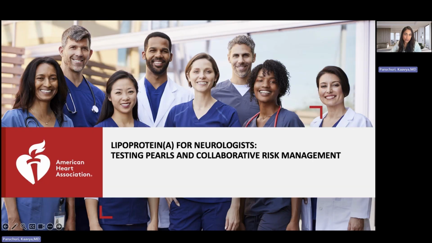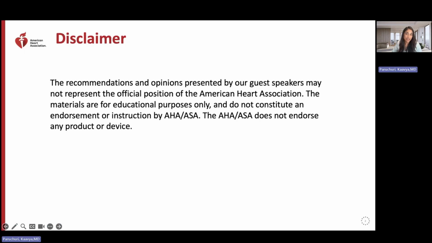This session will focus on the role of lipoprotein a, or Lp(a), in stroke risk, talk about practical testing strategies and collaborative approaches with cardiology and prevention teams. This talk does not reflect the opinions or official recommendations of the AHA.